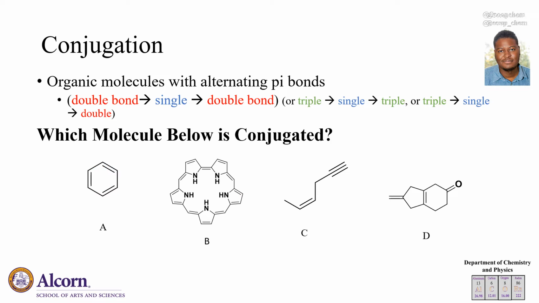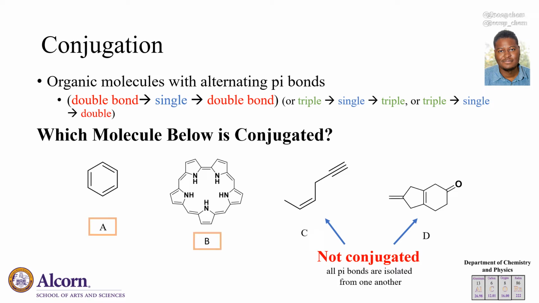Okay. C and D are not conjugated. Instead, we consider these pi bonds as being isolated, because they're not alternating; there's a couple of single bonds in between, so they're isolated from one another. So the answer to this question, which molecules below are conjugated, is actually molecules A and B.